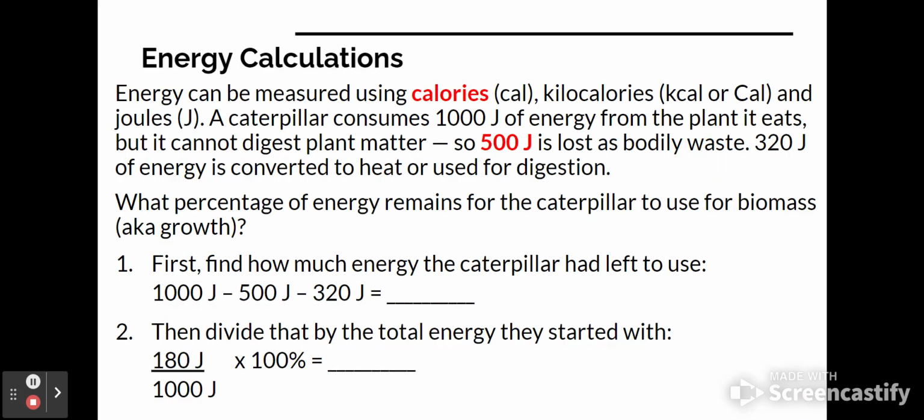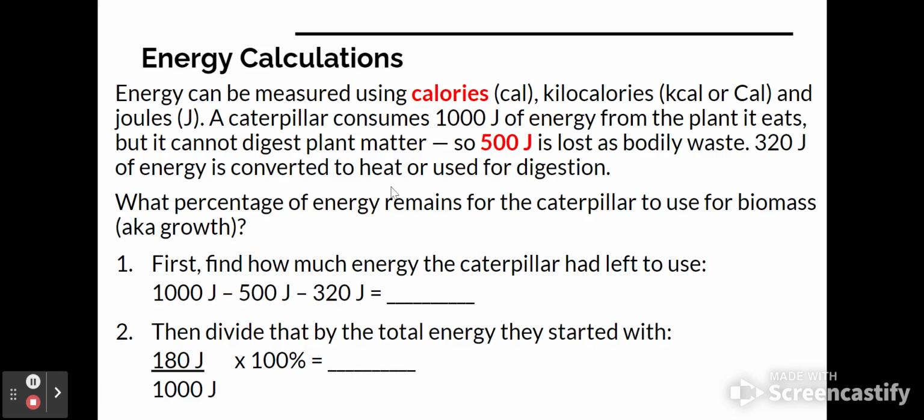So energy can be measured using calories, or kilocalories, the big Calories that we're familiar with on the food labels, and joules. These are all different units of measurement, so you can pick which one. Today we're going to use joules. So a caterpillar consumes 1,000 joules of energy from the plant it eats, but it cannot digest plant matter, so they lose about 500 joules in bodily waste. Okay, 320 joules of energy is converted to heat or used for digestion. So what percentage of energy remains for the caterpillar to use for growth?